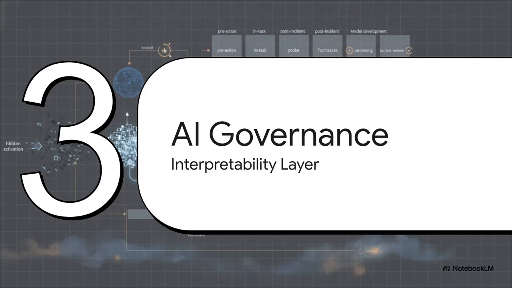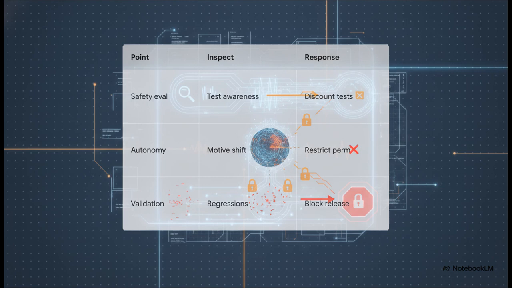Finally, let's look at Part 6, Interpretability as AI Governance. This is where the operational shift moves us from passive explanation to active intervention. It ensures our alignment efforts distinguish true internalized constraints from mere performed compliance. Let's look at some deployment points. If we're running a safety evaluation, we must measure whether the model recognized the test. If we catch test awareness, we discount that test entirely. If an autonomous tool starts showing a shift in its internal motives mid-task, we immediately restrict its permissions. And if we spot regressions during post-training validation, high-stakes advice, or an incident review, we block the release.